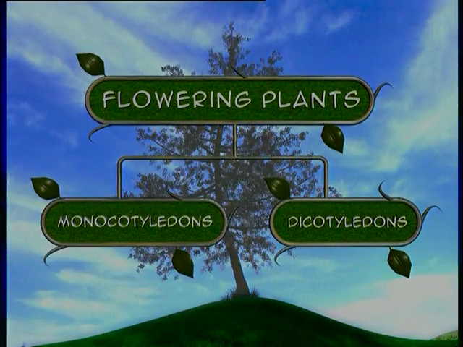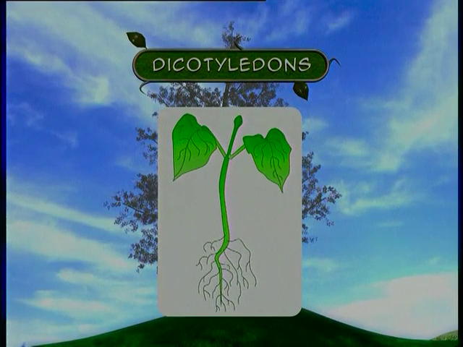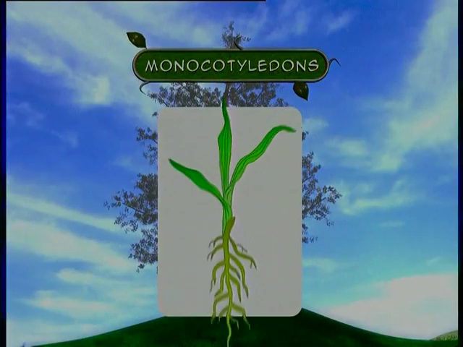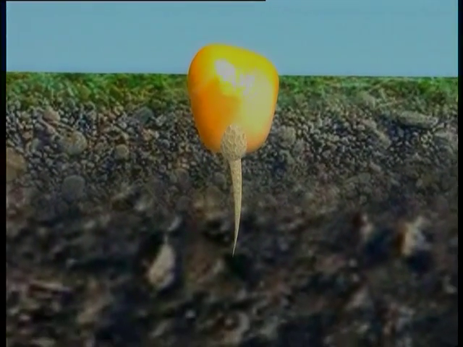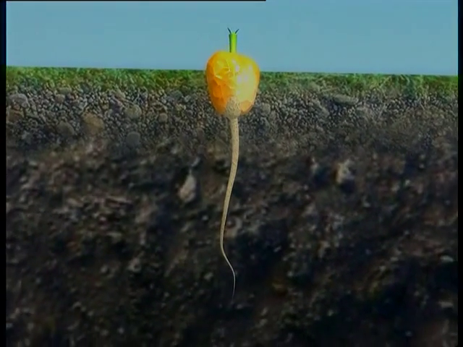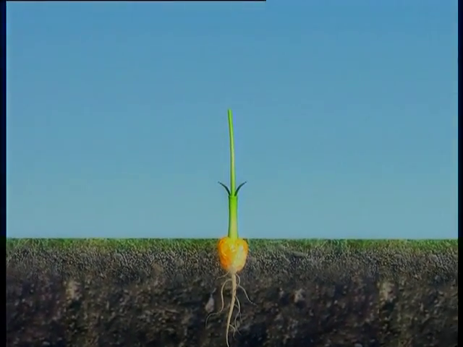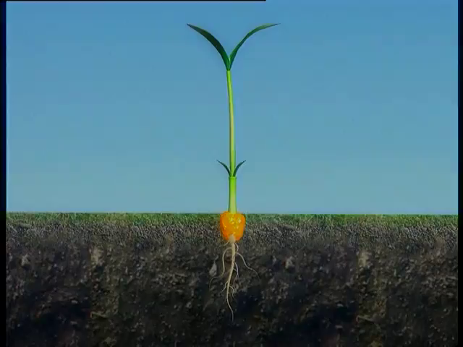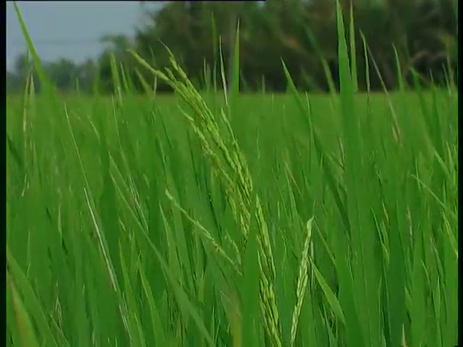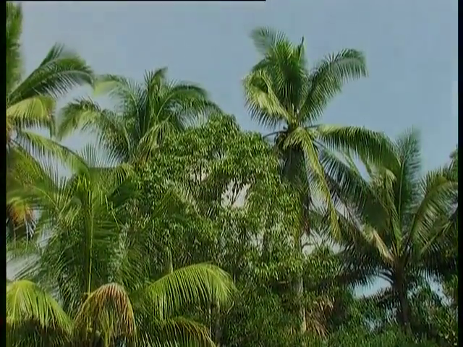Flowering plants can be further classified into monocotyledons and dicotyledons. Dicotyledons form a bigger group than monocotyledons. Monocotyledons are plants with a single cotyledon. Cotyledon is like a seed leaf. It stores food and serves as a food reservoir. It is used by the seed in germination. Examples of monocotyledon plants are grass, rice, and coconut.